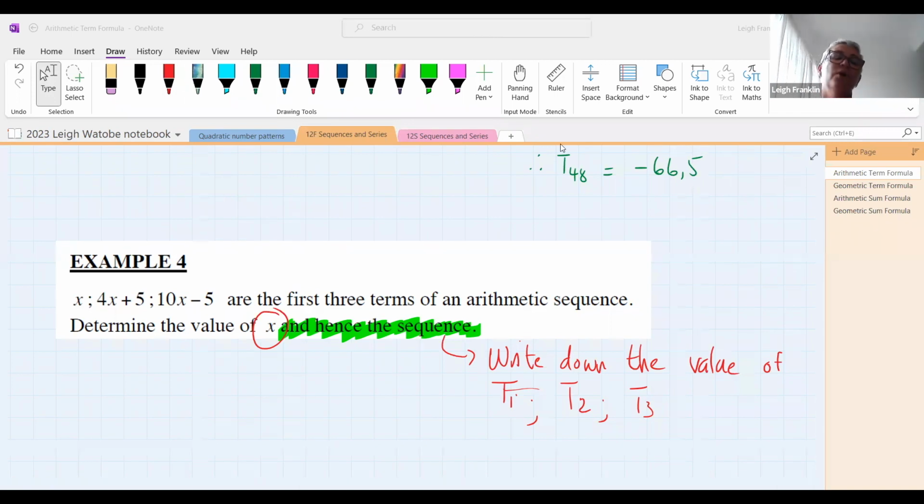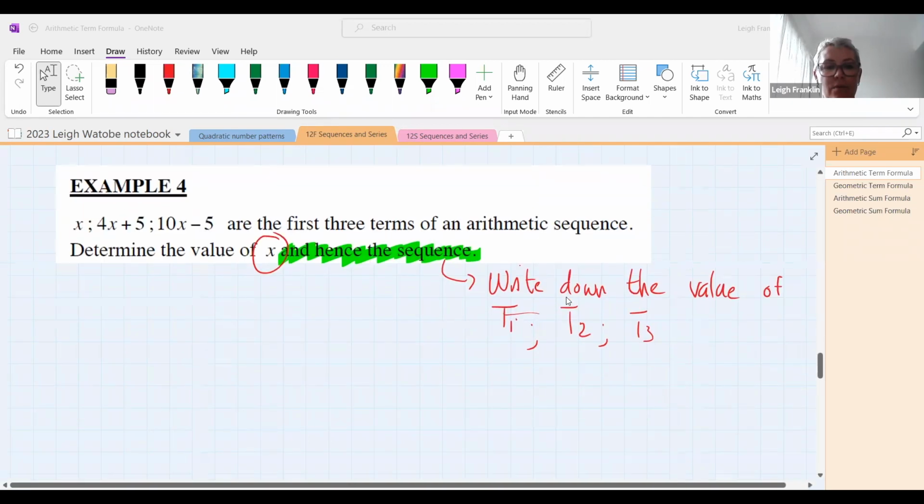Right? Anybody got any ideas on how we would set up an equation in order to work out what x is? So Younger, I can see you've raised your hand. You're welcome to unmute and speak. Hi, ma'am.